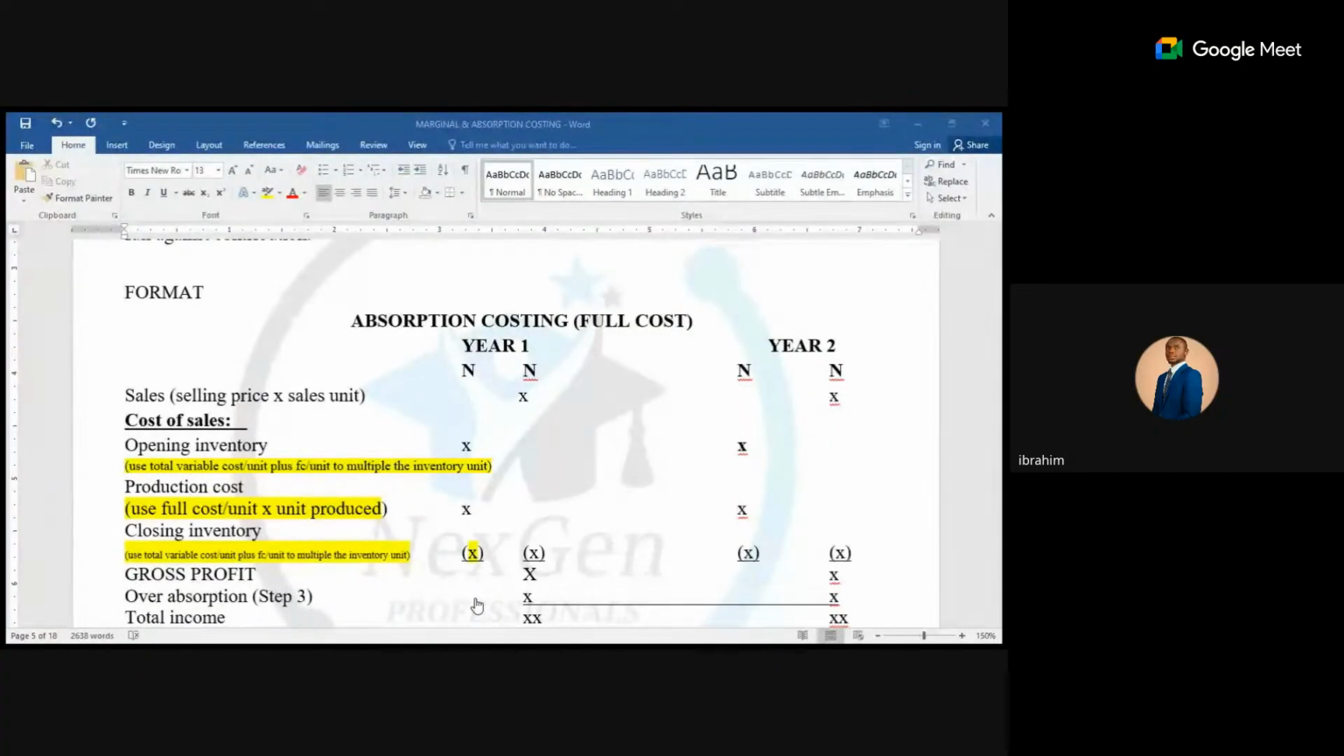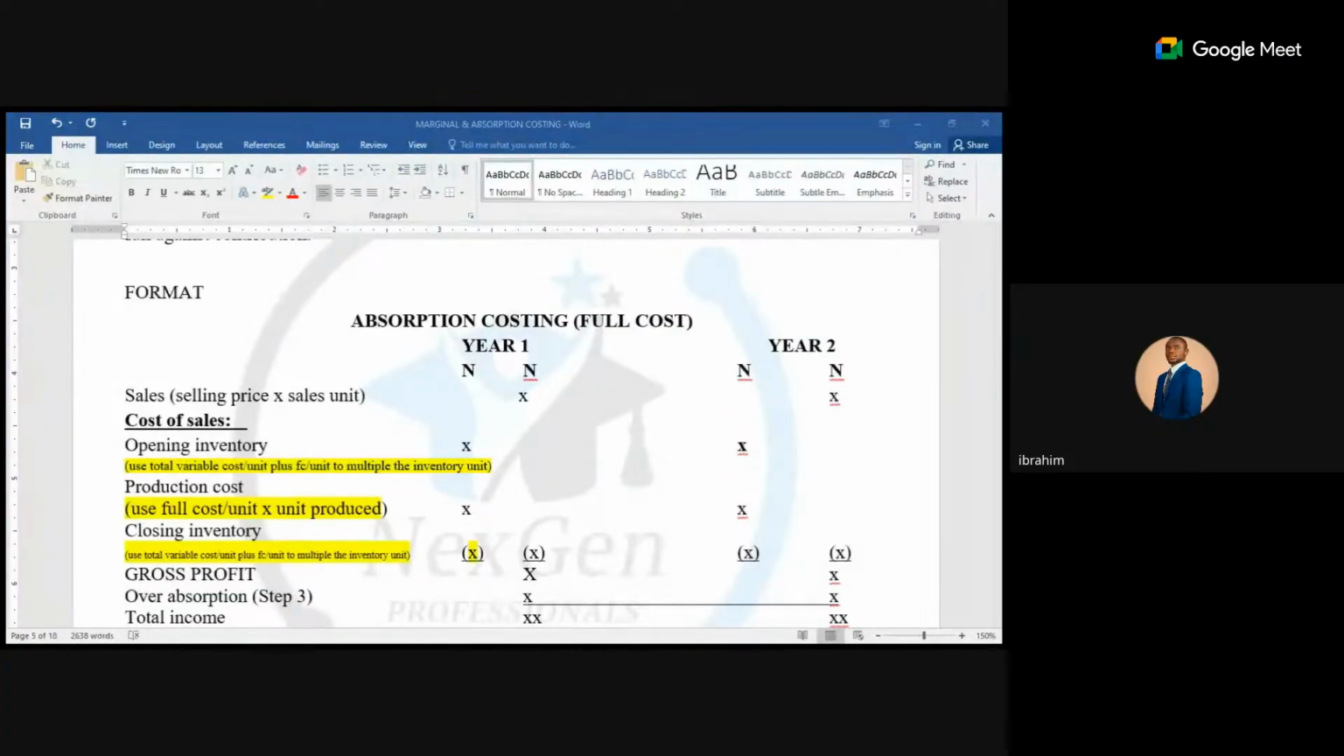Now, we have over or under absorption. Over means gain. I've overcharged you. Class, you are to produce 50,000 units, budgeted. Then you now produce 100,000 units. What do you have? You have overproduced. That additional that you overproduce, it is a gain to you. Is that not so? Don't worry, you will still understand all these things. So over means gain. Under means what? Loss.